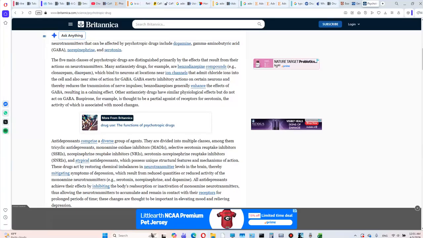Buspirone, for example, is thought to be a partial agonist of receptors for serotonin, the activity of which is associated with mood changes.